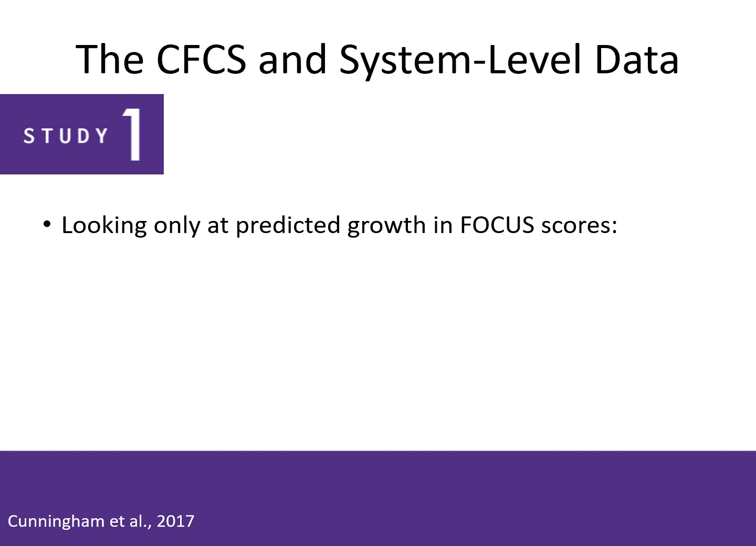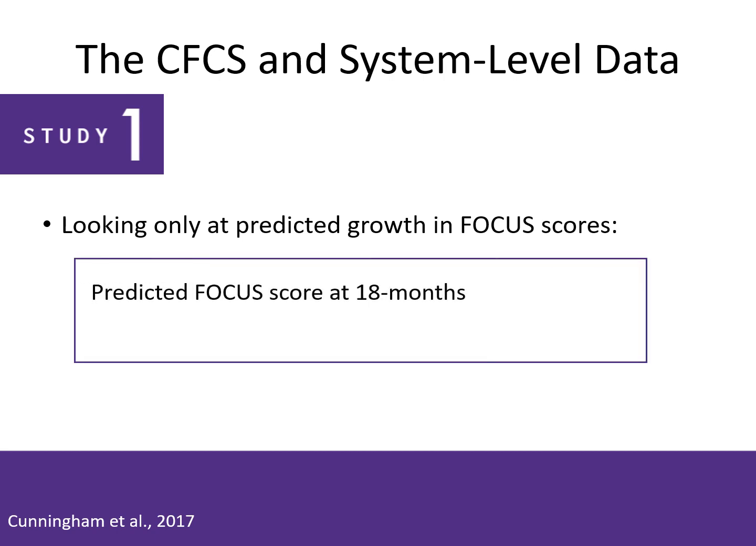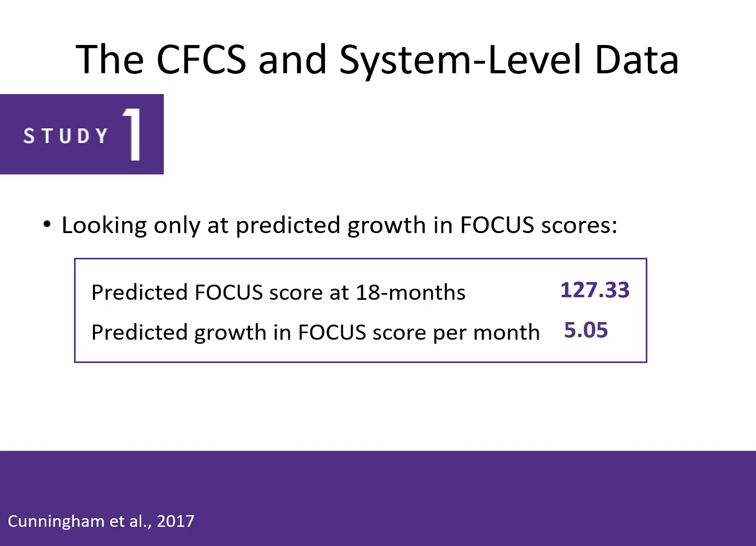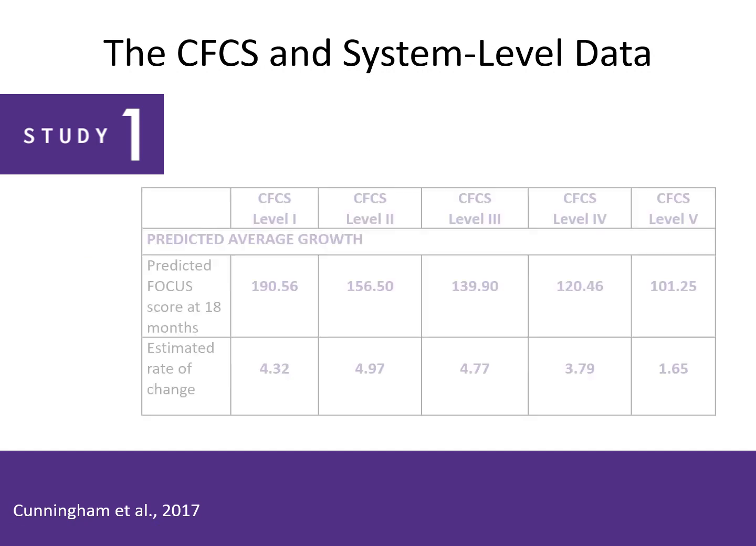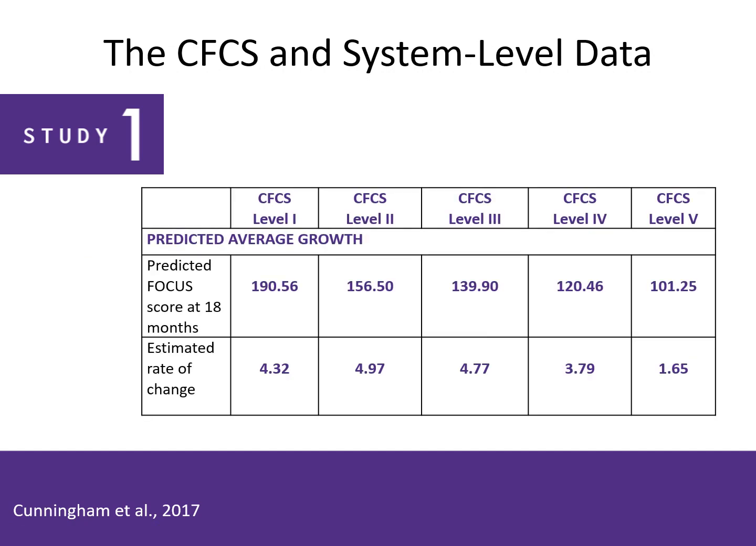Looking only at predicted growth in FOCUS scores with increasing age, the predicted average FOCUS score for a child at 18 months of age was approximately 127, and scores were predicted to grow by about 5 points each month. By also incorporating CFCS classifications into the analysis, predicted growth in communicative participation was modeled in much greater detail and in fact shows that growth differed depending on a child's CFCS level.